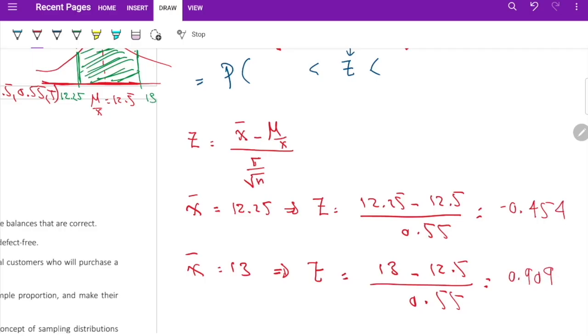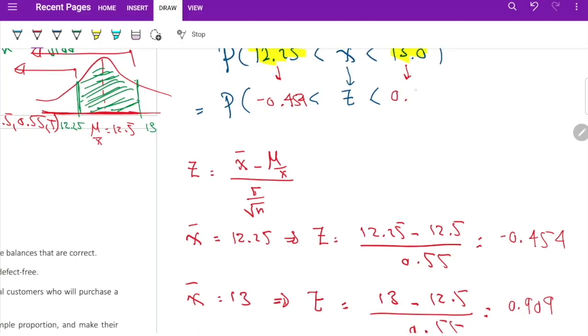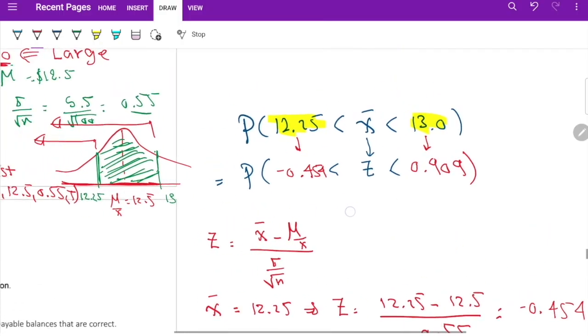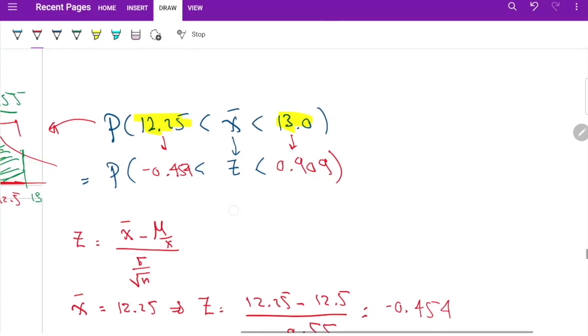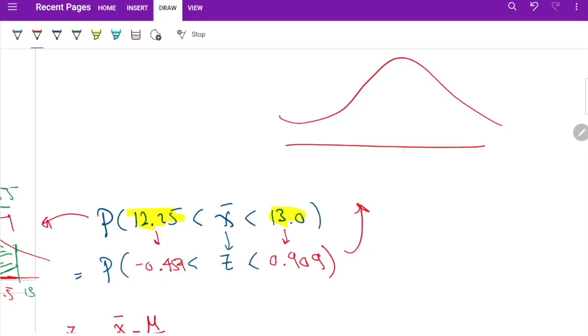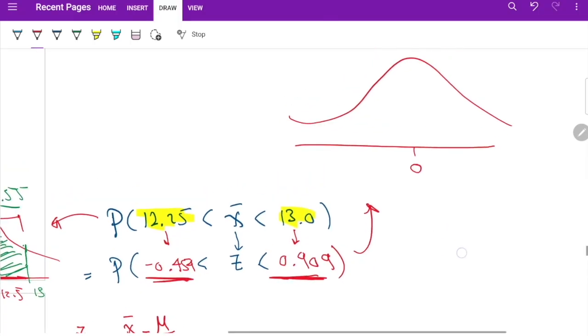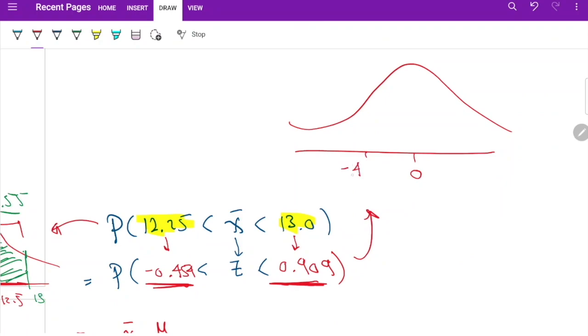So either you find, as we said in the beginning, the standardized values for each, and you can look at the standardized normal distribution now. You remember the middle is 0. We are looking for the probability that the Z value is located between these two numbers, negative 0.45 somewhere here, and 0.9 somewhere here. So we're looking for this probability. It's the same as the previous one.